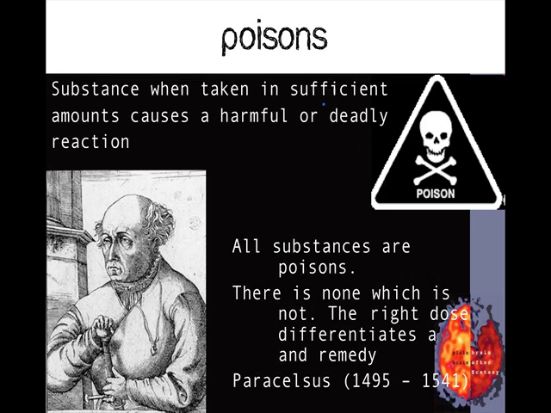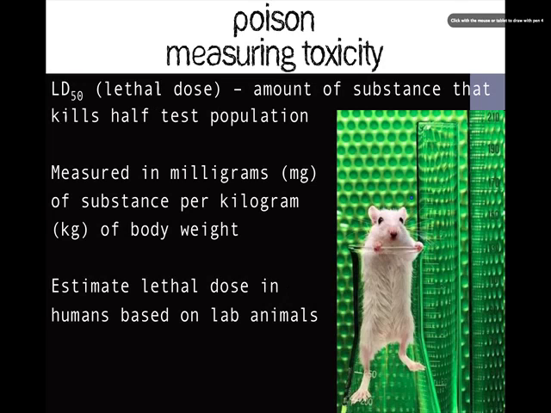Poisons are substances. Well, all substances are poisons, according to Paracelsus. There's none which is not. The right dose differentiates a poison from a remedy. So it's a substance that, when taken in sufficient amounts, can cause a harmful or deadly reaction. When you measure toxicity, you measure the LD50, or the lethal dose. This is the amount of substance that kills half the test population, usually within 4 hours, and it's measured in milligrams of substance per kilogram of body weight.